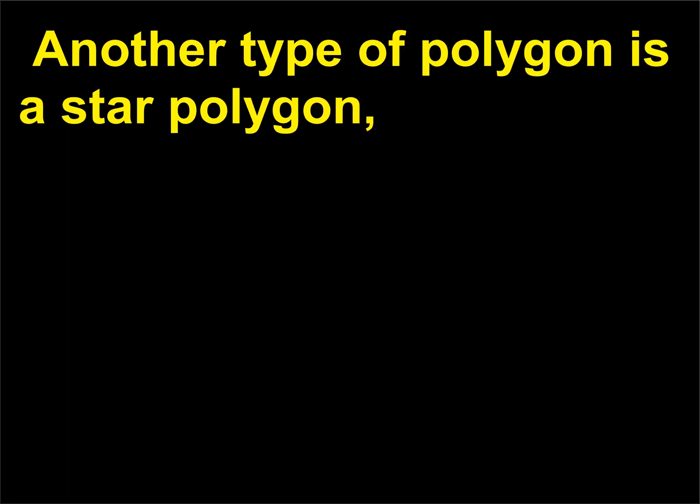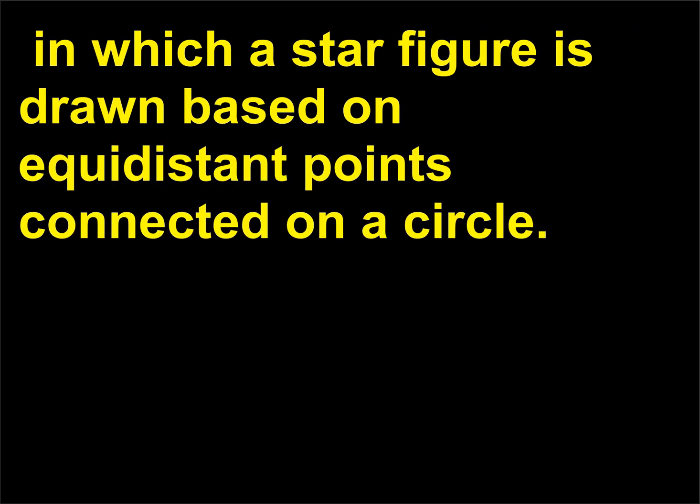Another type of polygon is a star polygon, in which a star figure is drawn based on equidistant points connected on a circle.